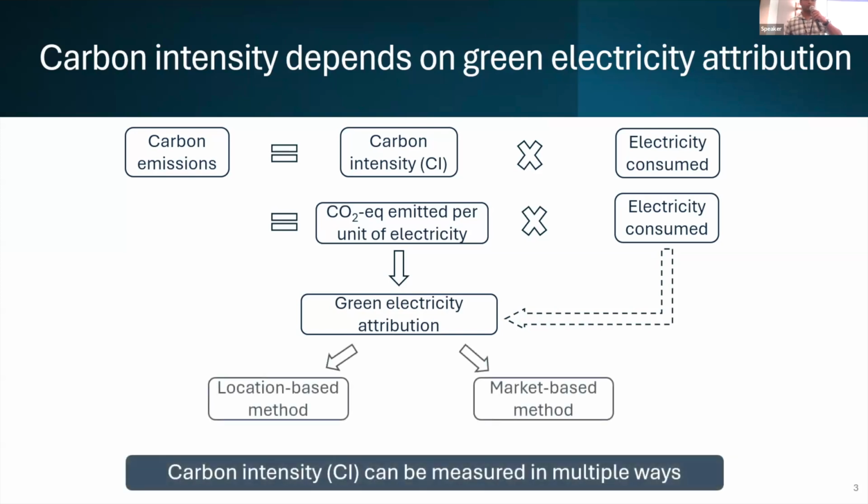But today, there are two methods to attribute green electricity. One is location-based and another is market-based. And so carbon intensity can be measured in two ways. We'll look at both these methods now.